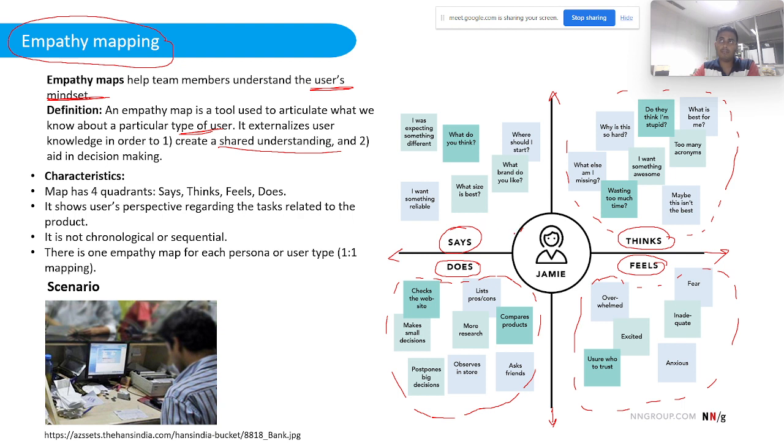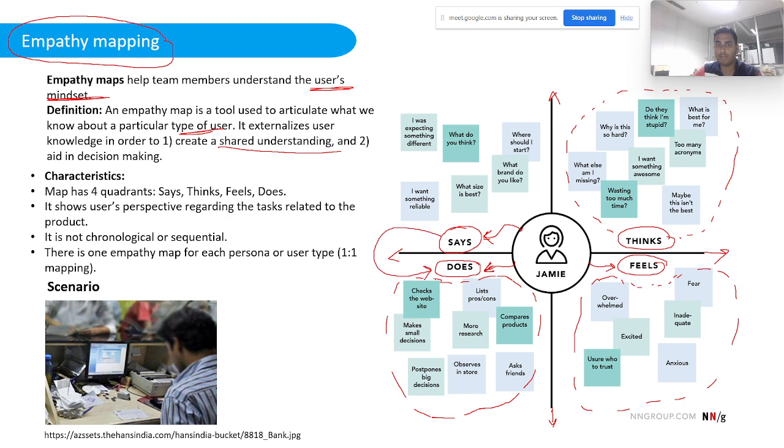All the information that the user says goes in one place, and all the information that the person does goes in one place. Similarly, what the person feels, probably you have collected using the think aloud protocol, so you collect that in one place, and similarly the information that they think is also collected in one place. Now by doing that, you are able to understand whether what the person is saying is actually the same as what he is doing.